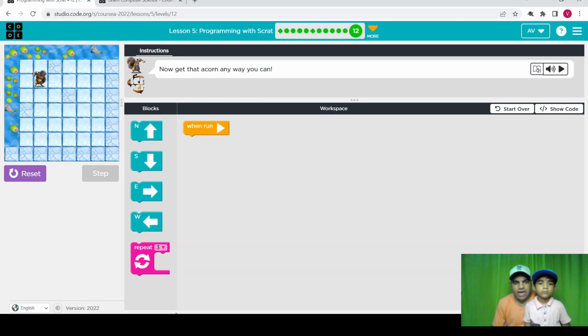So here is the last puzzle from the lesson programming with Scrat. Here there is one more block added called repeat. If we want to repeat any steps, we can use this repeat block, and we can give the number of how many times we need to repeat that step. So we can use that repeat block to develop our program. Again, we need to help Scrat reach the acorn.